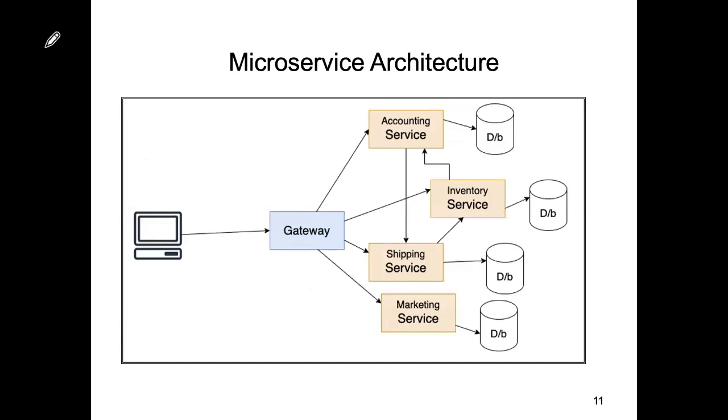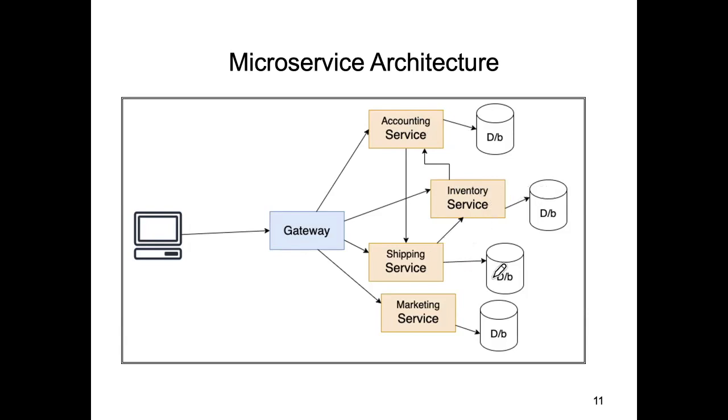So this is my visualization of it. Each service now is a separately deployable, scalable entity. You could think of it as a very large Lambda. There is some inter-service communication still needed.